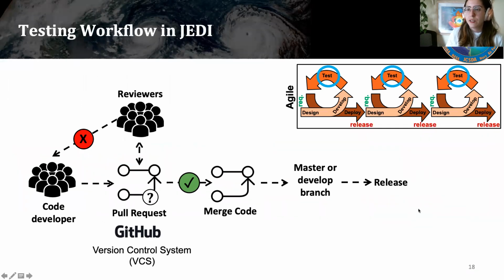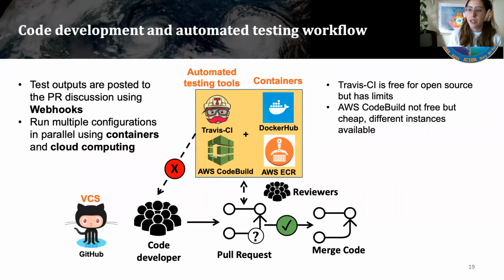So now going back to the testing workflow in JEDI. I talked about how we review the process and how testing is one of the important components of agile methodology. But how do we do it in JEDI? We use multiple different tools for putting an automated testing framework in place. We know that we use GitHub as our version control system, and all these tools are integrated within GitHub.